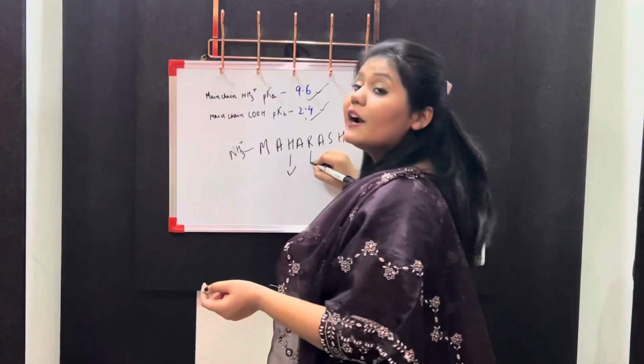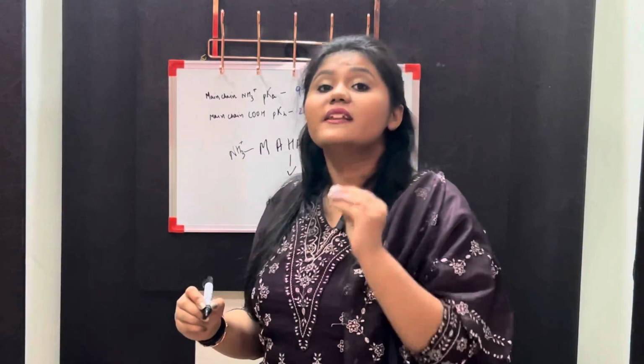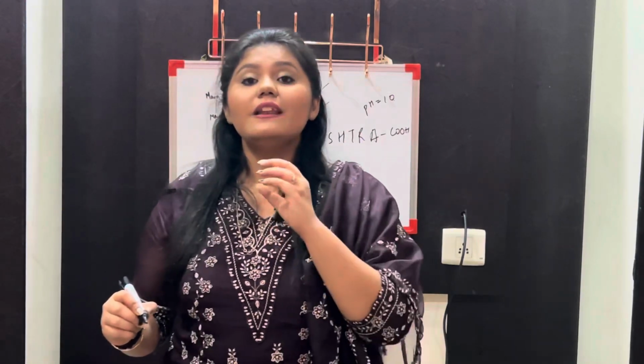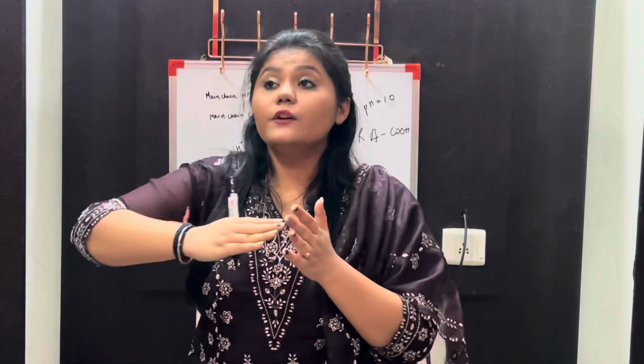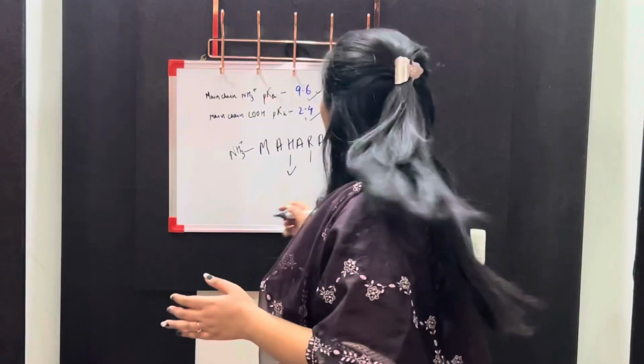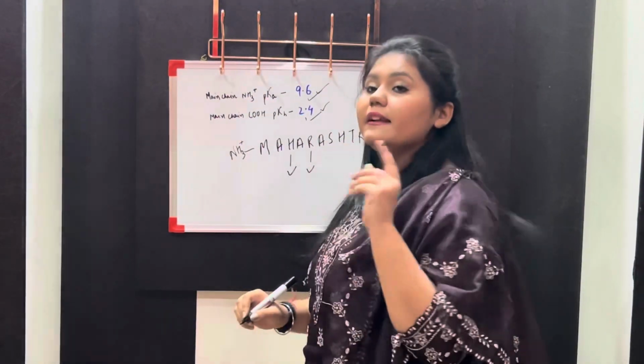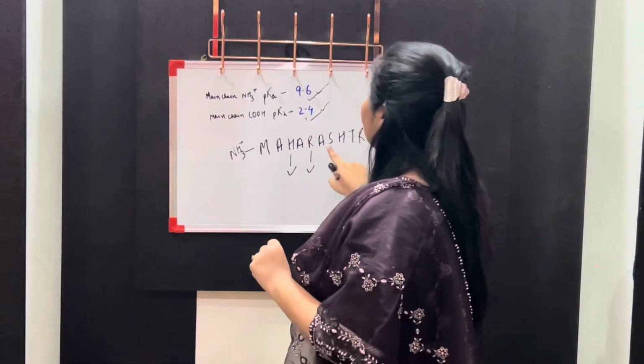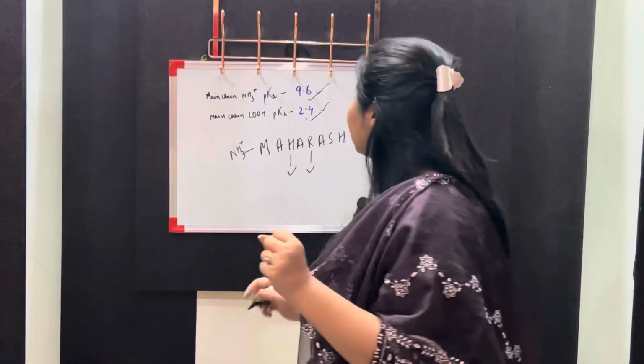Then R, that is arginine. Arginine is the most basic amino acid and the pKa value of its side chain lies in the range of 12. So you can see how basic it is, that only on increasing the pH to 12 does it lose its H plus ion. Alright. So for the R, we have to take that yes, it has an ionizable side chain. A does not have any ionizable side chain.